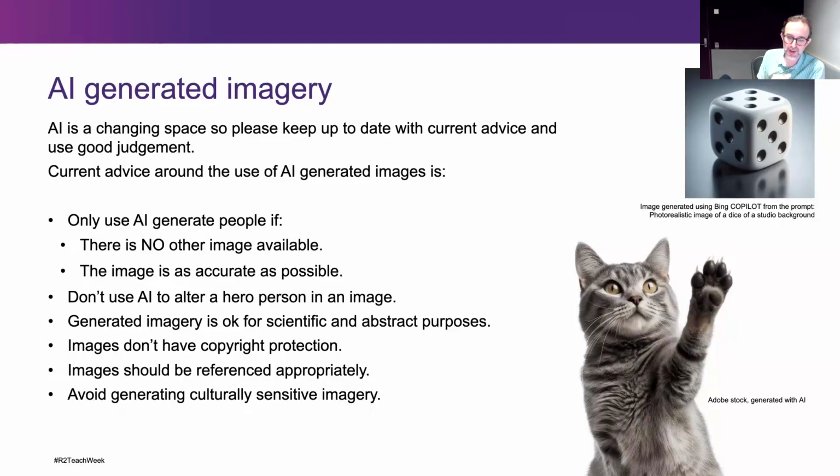The unfortunate thing about referencing AI stuff is that the reference for the AI image needs to be on the actual slide. So it needs to be like it is here, which looks a bit yuck. So that's another downside of using AI imagery. It's okay for scientific and abstract purposes as long as it's accurate. So if you want a picture of a piece of DNA and it's an AI generated piece, then that's fine as long as it's accurate.